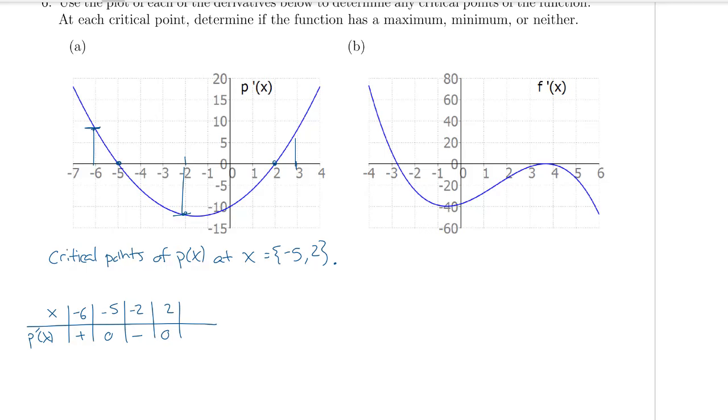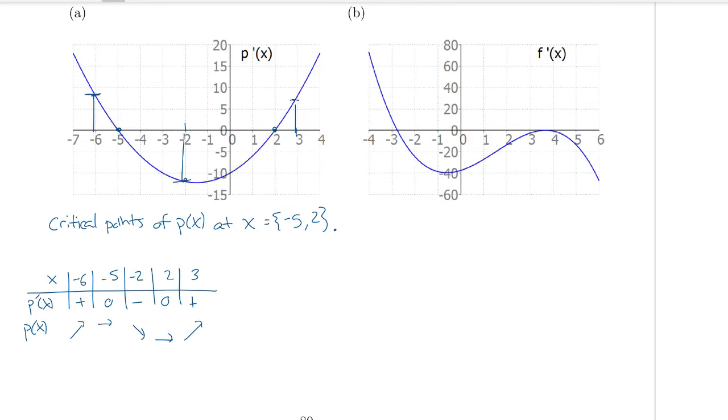And then take another test point, let's say 3, which is to the right of 2. And so we see positive. So now this tells us the behavior of P: P is increasing, flattens out, decreasing, flattens out, increasing. So we can then classify these critical points. We see that P has a maxima at x equals -5 and a minima at x equals 2.